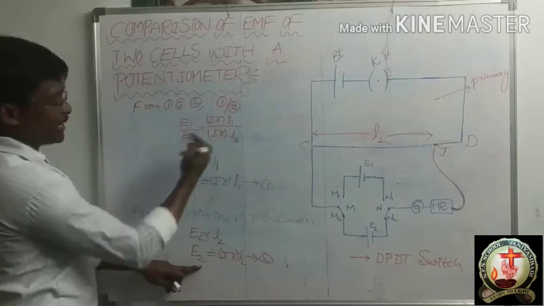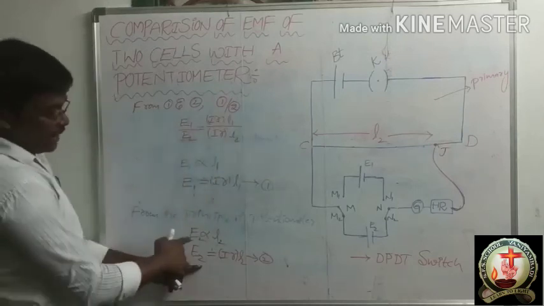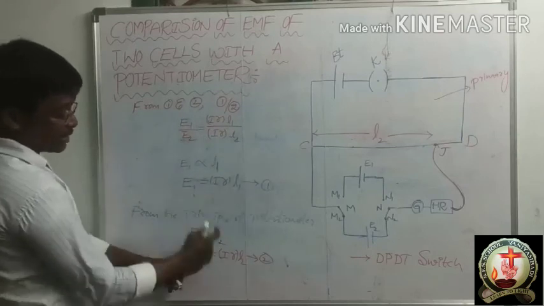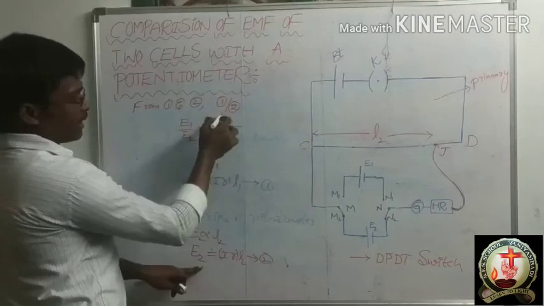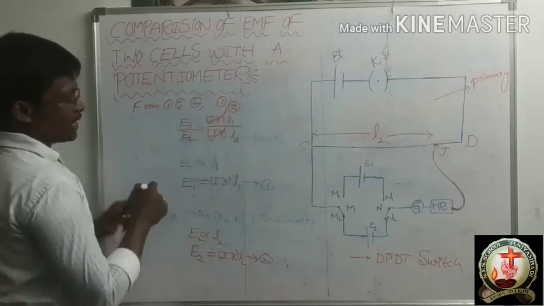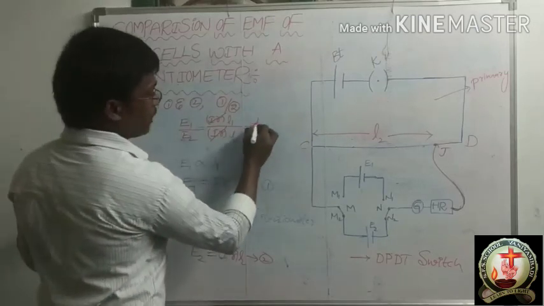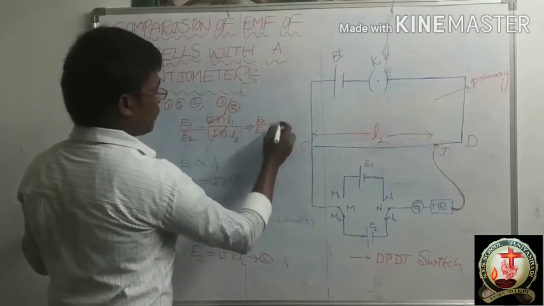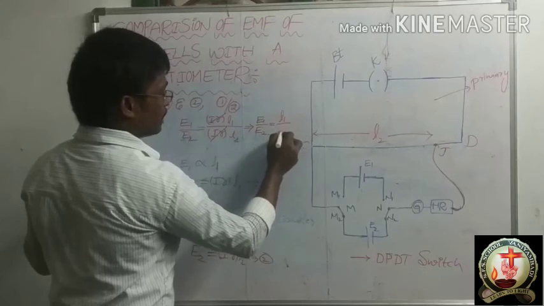LHS by LHS, RHS by RHS. LHS means left hand side, you know already. RHS means right hand side. So LHS by LHS, RHS by RHS. Here IR cancels. So what is remaining here? E1 by E2 is equal to L1 by L2.